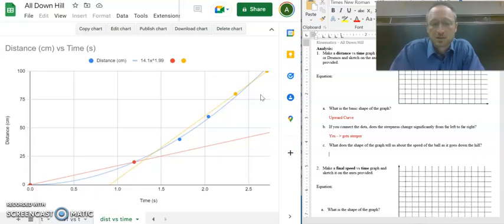You should have also seen this. As the ball started at the top of the ramp, it was not moving, and then it was moving very slowly. And then by the time it got to the bottom of the ramp, it's now moving much faster. So it tells us that the ball's speed increased as it moved down the ramp.